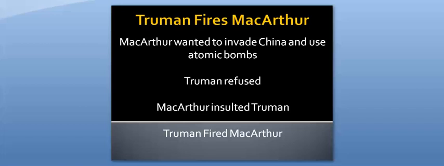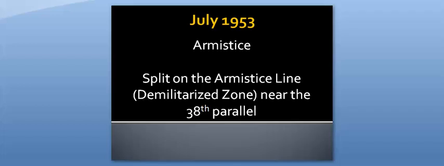Truman refused, which prompted MacArthur to publicly criticize the president, who ultimately is his boss. He's the commander-in-chief. So in response, Truman had to do something to maintain control over the military. So he actually fired MacArthur for insubordination, which means he didn't do what he was asked to do. The war continued in Korea under new leadership, and this was a big political scandal within the U.S. at the time.